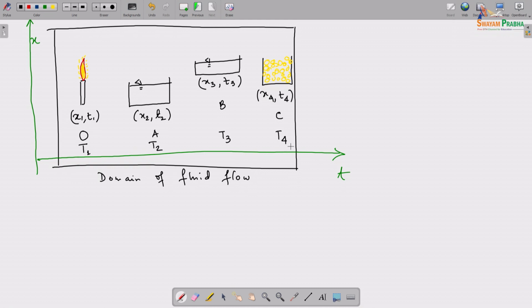Okay. So, essentially this is a candle, okay, there is a candle. Let me write here. So, O is a candle, A is lukewarm water, B is water at room temperature. And C is an ice bucket. Okay.